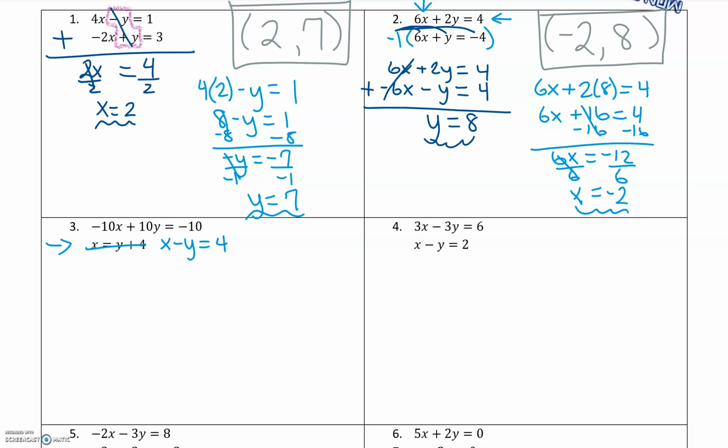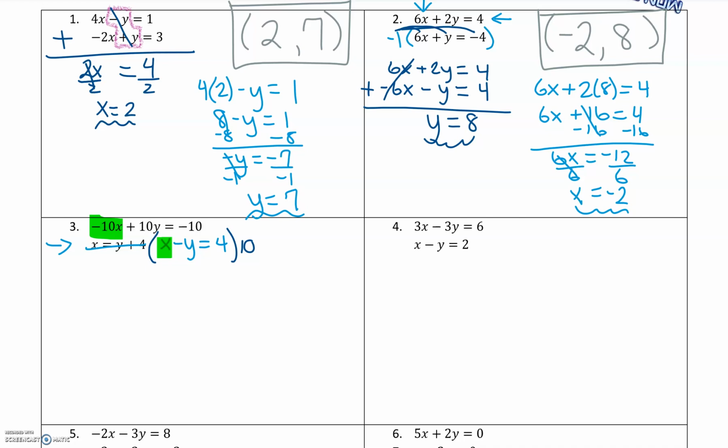Now we need to ask ourselves, do I have exact opposites? Well, I have a negative 10x and an x. I have a 10y and a negative y. Again, I'm only looking at the pieces with the variables. So for this one, let's just do the x. How will I make negative 10x have an exact opposite with the x? Well, I'm not going to multiply the negative 10x by something. I want to multiply the second equation by 10. We multiply the second equation by 10, my x piece will now be a positive 10x.